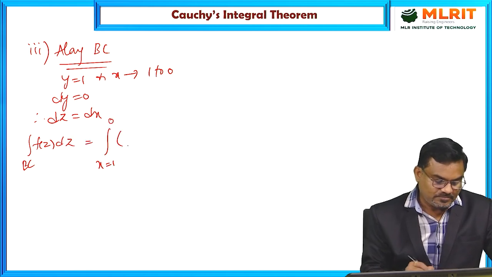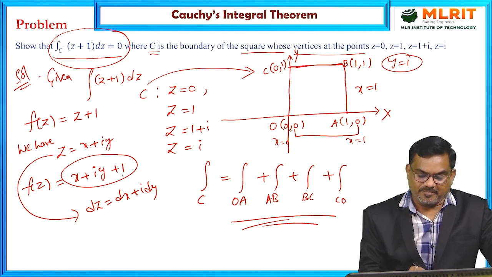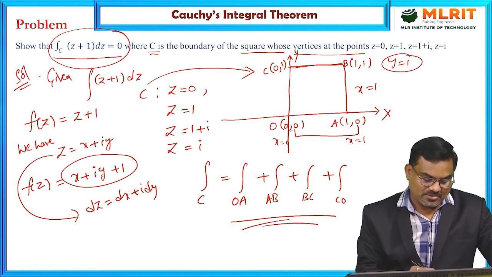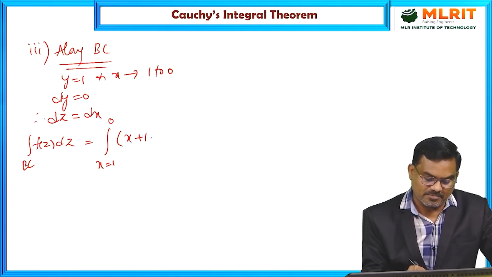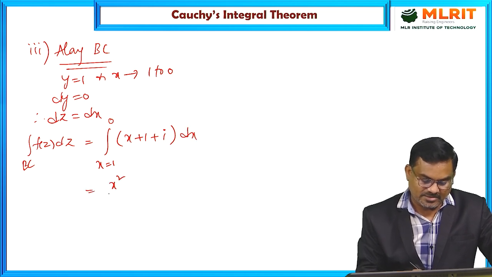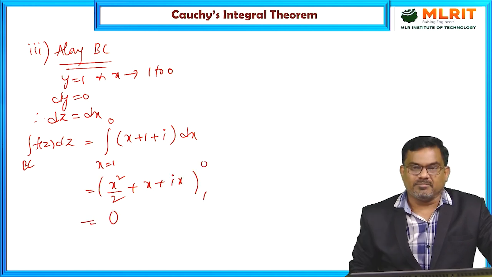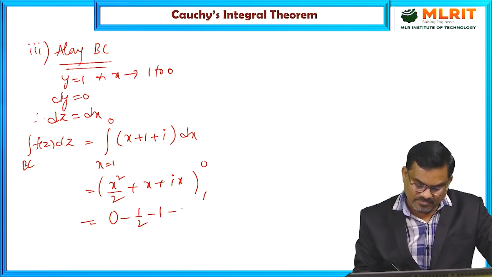What is f of z? x plus iy plus 1. But here y equal to 1. So, x plus 1 plus i. Dz is dx. So, by integrating, x square by 2 plus x plus ix from 1 to 0. For upper limit we get 0 and for lower limit minus 1 by 2 minus 1 minus i. So, the answer is minus 3 by 2 minus i.